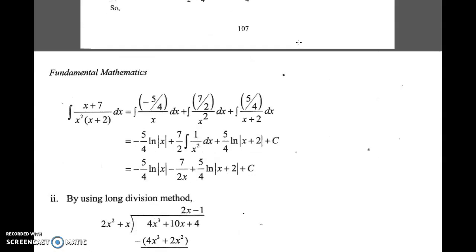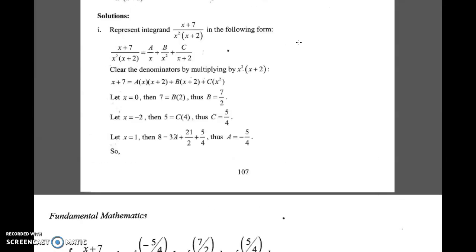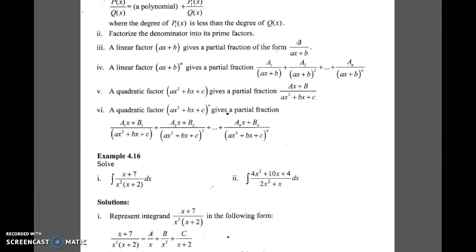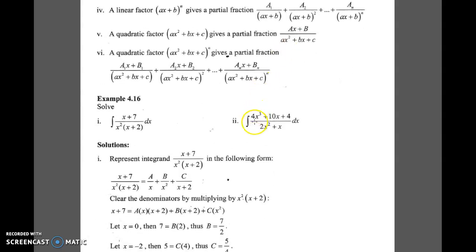Let's discuss the solution. As we have discussed before, to conduct partial fractions, the first rule is that the fraction should be a proper fraction, meaning that the power here should be lower than this. Because it is improper, we'll need to make it proper first by conducting long division.